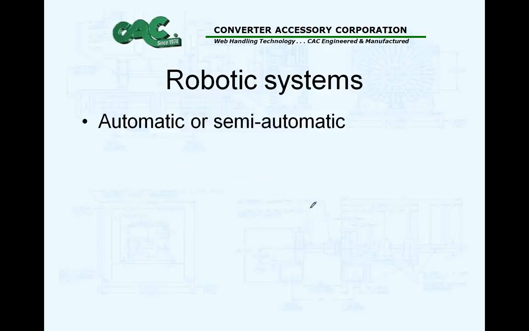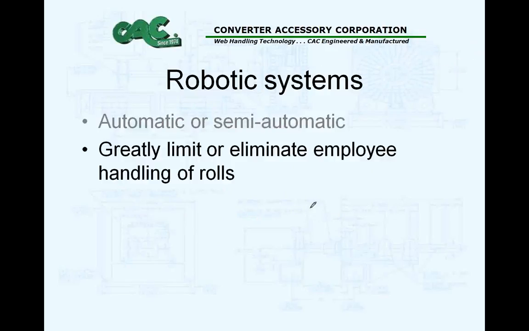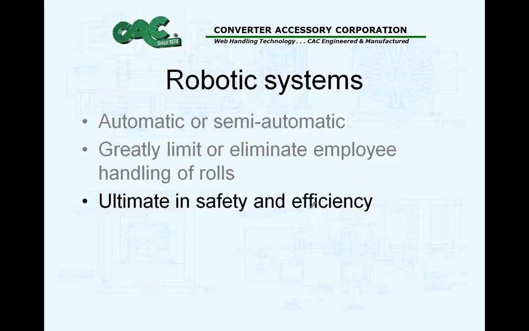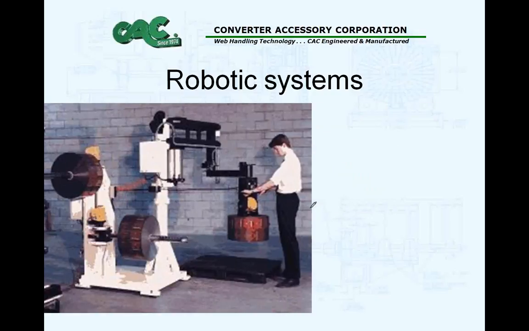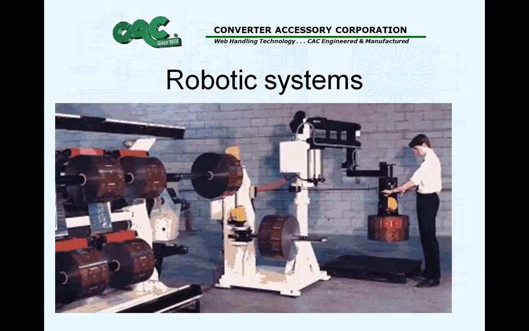Lastly, we have robotic systems, and basically they're available in automatic and also semi-automatic models, and really they greatly limit or completely eliminate people from having to handle rolls of material. So they really are the ultimate in safety and efficiency. This is a good example of a semi-automatic robotic system.